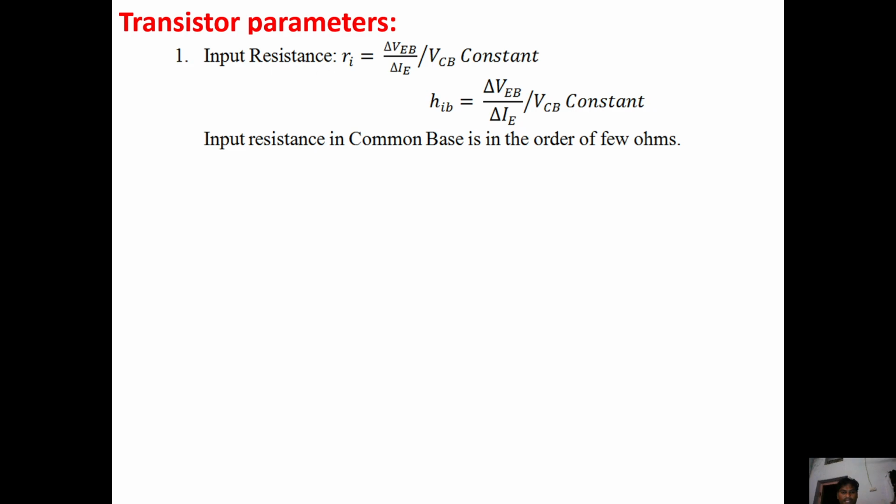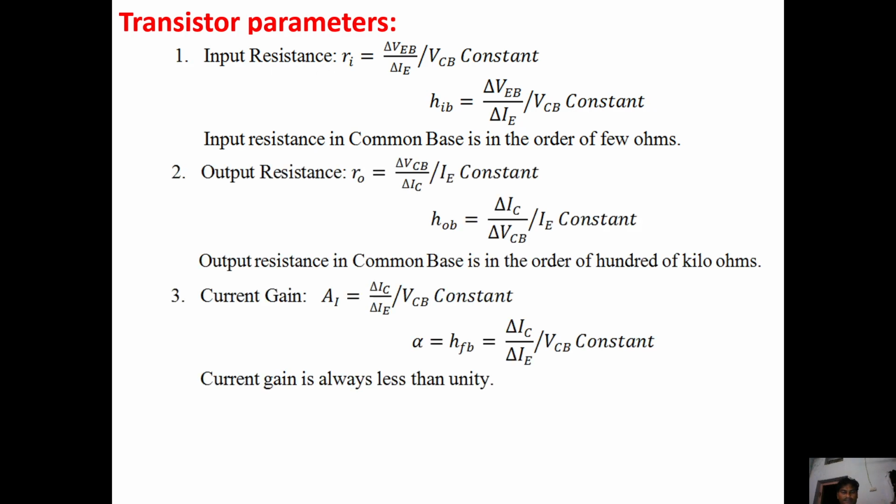The transistor parameters: input resistance Ri equal to del VEB by del IE, with VCB constant. The h parameter is hib equal to del VEB by del IE, VCB constant. Input resistance in common base is in the order of a few ohms. Output resistance Ro equal to del VCB by del IC, IE constant, hob equal to del IC by del VCB, IE constant. Output resistance in common base is in the order of hundreds of kilo ohms.